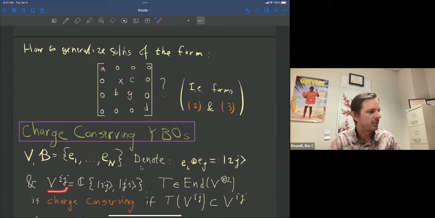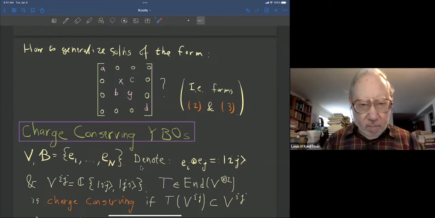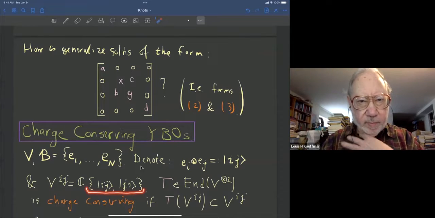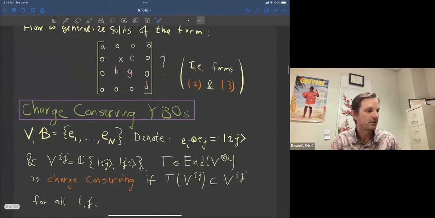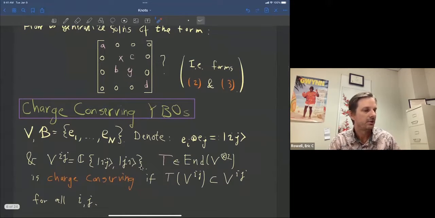And I'm going to call V_ij the span of the 2 basis vectors ij and ji. Now we'll say that an operator T on 2 copies of V is charge conserving if it preserves these spaces V_ij for all i and j. You can think of this {i,j} as being the charge, and the order shouldn't matter.